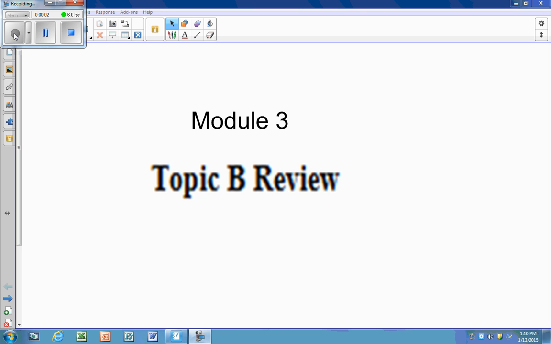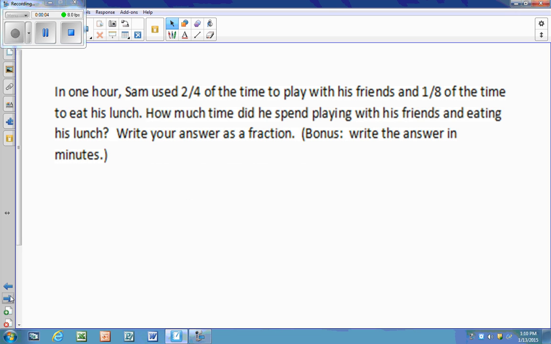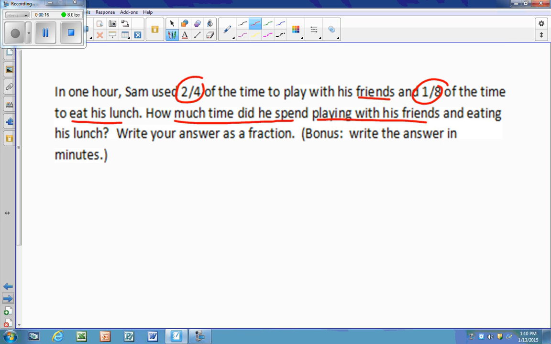Module 3, Topic B, Review. It says in 1 hour, Sam used 2/4 of the time to play with his friends and 1/8 of the time to eat his lunch. How much time did he spend playing with his friends and eating lunch? So we're going to take 2/4 and add it to 1/8.